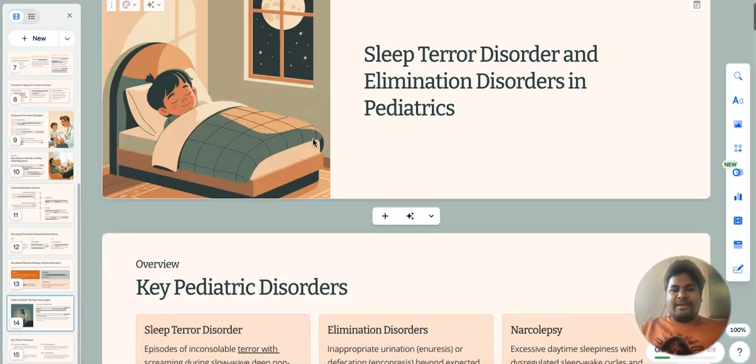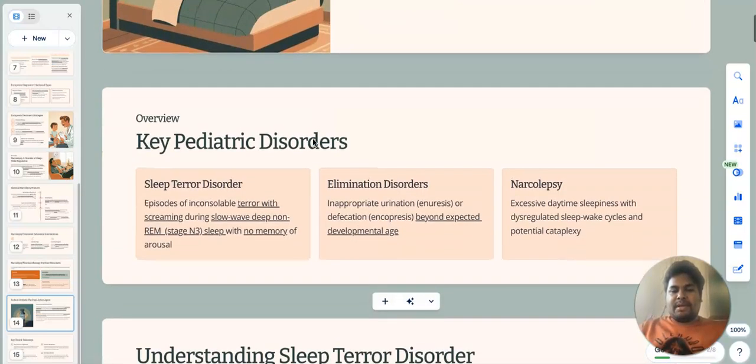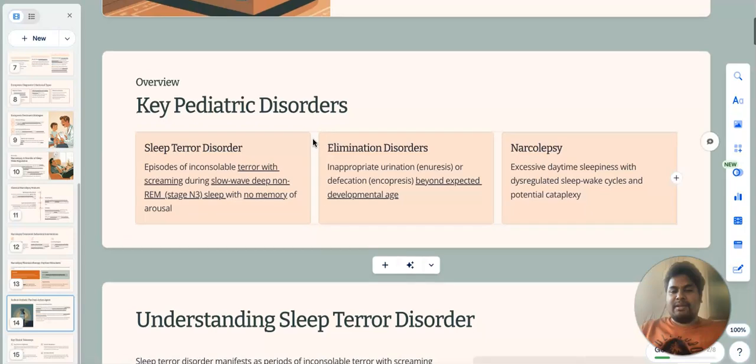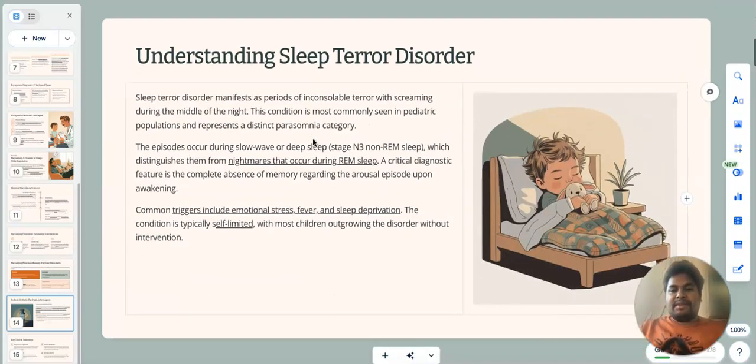Okay, so now here I will be talking about, as I said earlier, sleep disorders. In sleep disorders, it will be sleep terror disorder. Similarly, we'll study about elimination disorders, that is enuresis and encopresis, and finally narcolepsy. Okay, now moving on, what is sleep terror disorder?